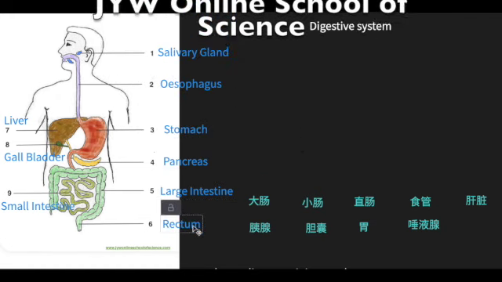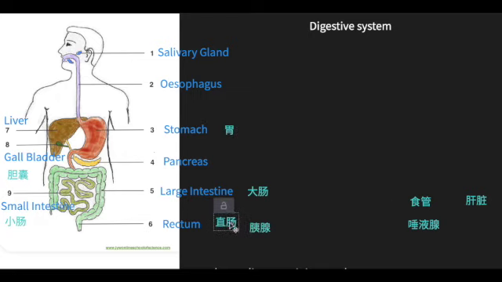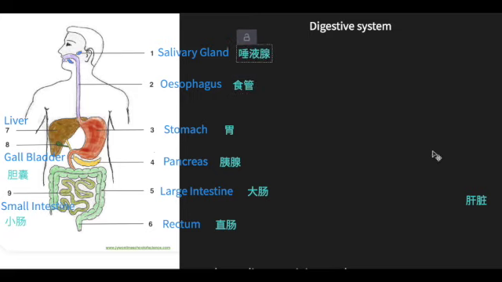Now, if you need a bit of help in Chinese, then I can put them next to it. Large intestines. That's the small intestine. And that is the gallbladder. And that one is the stomach. And that is the rectum. And that is the pancreas. That's the esophagus and the salivary gland. And the last one is the liver. So that's how you match up.